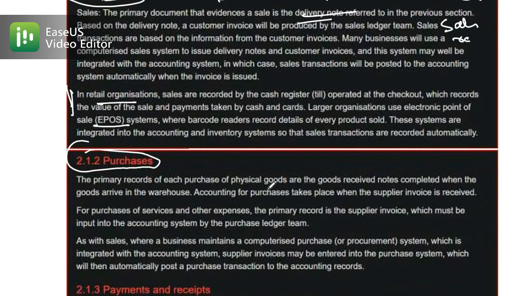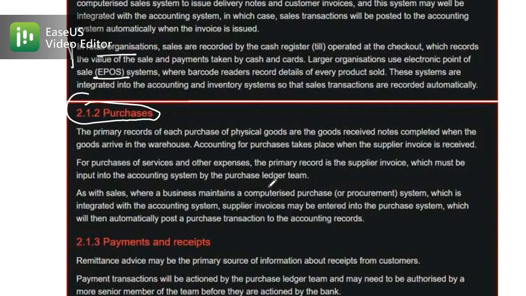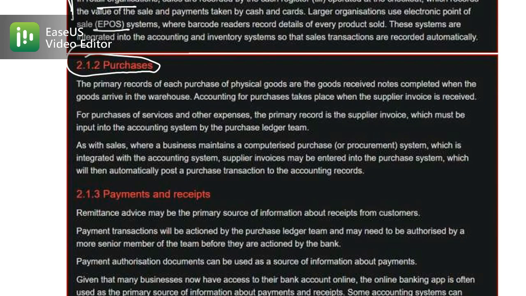Now let's flip the coin and talk about the purchases, right? So when a business buys goods, the first document created is the GRN, that we call the goods received note. And this is completed when the goods arrive at the warehouse. It confirms that the items were received, their quantity and condition, etc. But accounting for the purchase doesn't happen until the supplier invoice arrives. That is the document that says here is what you owe us, and it includes prices, taxes, and definitely the payment terms.